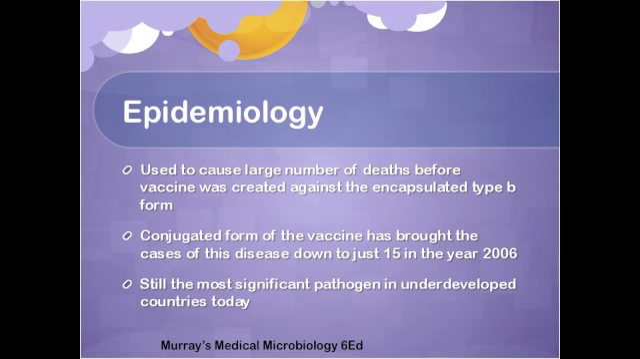The encapsulated type B form can and does still exist in children who are not vaccinated because there are these bacteria in small numbers in all newborns. As previously mentioned, when you come out of the sterile womb, you are infected with these bacteria in small numbers.